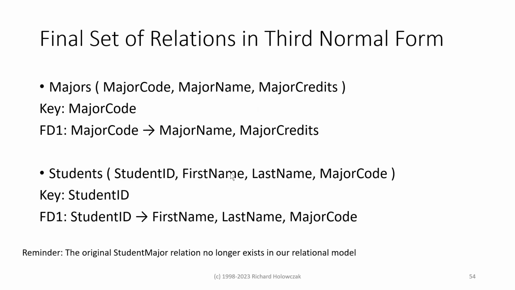As always, I ask you to show the final set of relations in a separate section. Majors, major code, major name, major credits with the key and functional dependency. Students with student ID, first name, last name, major code with the key and its own functional dependency. These are two separate relations. The original student major relation no longer exists in our model. It's gone. We don't worry about it. And this is what we're left with, these two in its place.